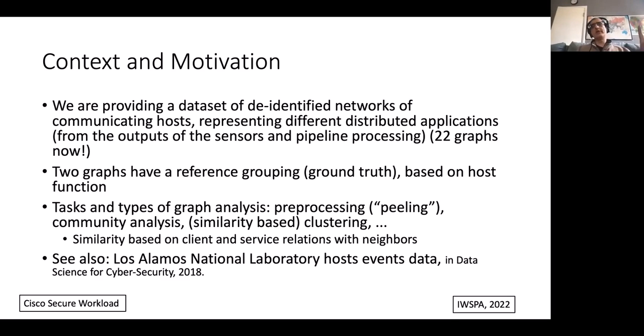Also, 2 of the graphs have a reference, or so-called ground truth, grouping based on the function of the host. So there's grouping information that we provide. You don't see that much ground truth with networks and graphs. So that's good for evaluating clustering or classification algorithms possibly, and so on.